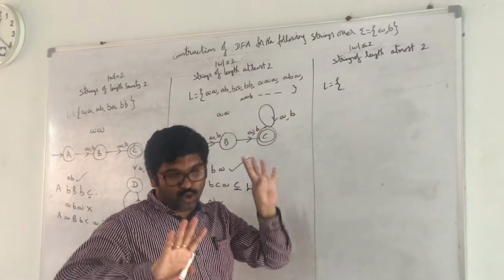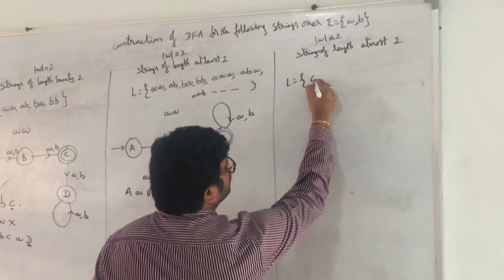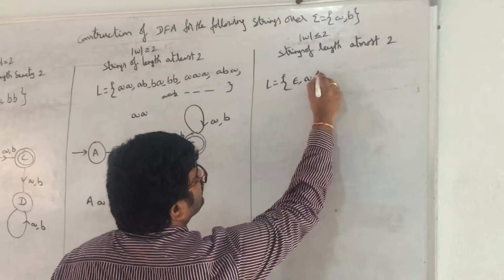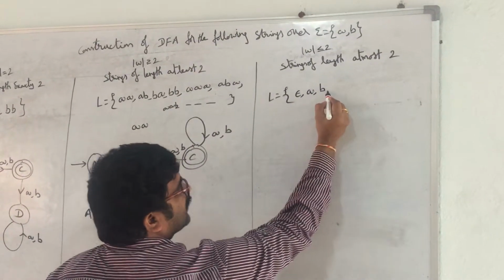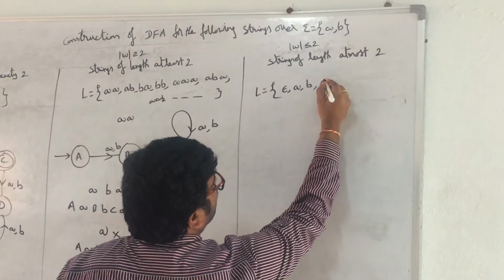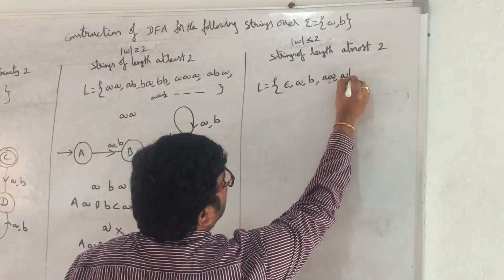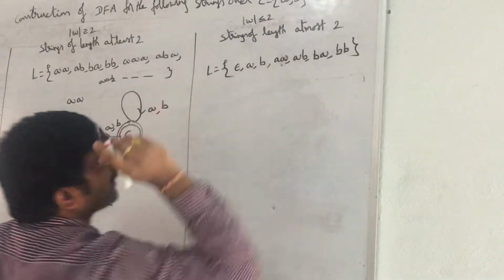equal to is there. At most 2, equal to 2 is also included. So therefore, in my language, epsilon is there, which is the string of length 0, then strings of length 1, A and B, and then strings of length 2. So here first we will write AA, then AB, BA, BB. So this is my language.